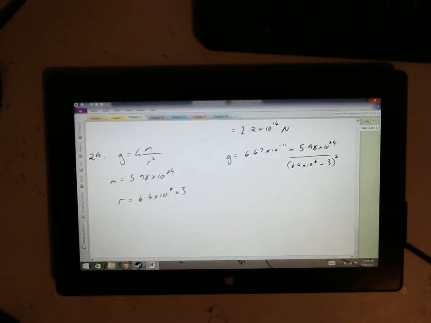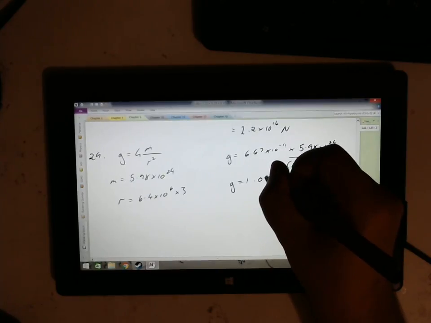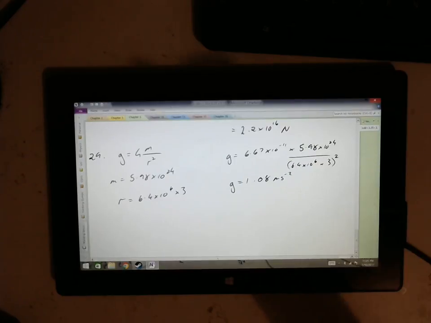Times, yeah, that seems like a much better number. 6.67 times 10 to the power negative 11. Yeah, there we go. G equals 1.08 meters per second squared. It is an acceleration, so make sure we're using the right unit for acceleration.